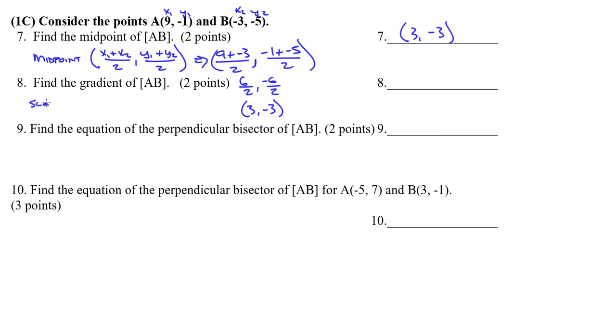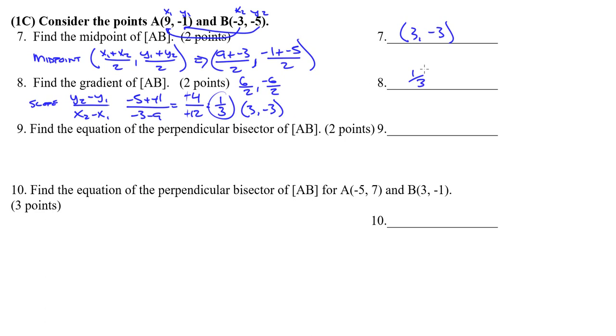All right? Find the slope of AB. So slope, again, is y2 minus y1 over x2 minus x1. In this case we got -5 minus -1, and then -3 minus 9. So -5 plus 1 is -4. -3 minus 9 is -12. The two negatives turn into a positive. 4 divided by 12, reduced down, is 1 over 3 for our slope. That's positive 1/3.